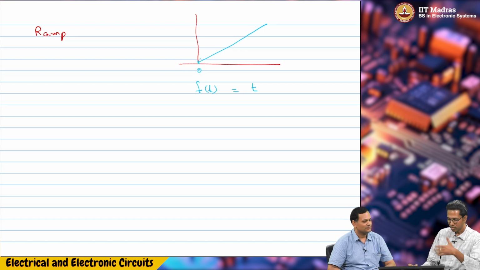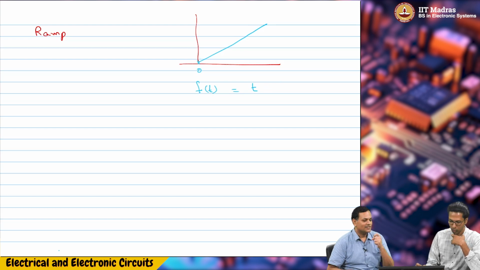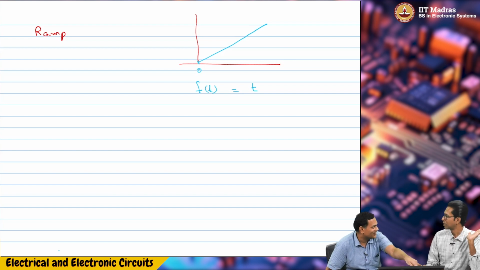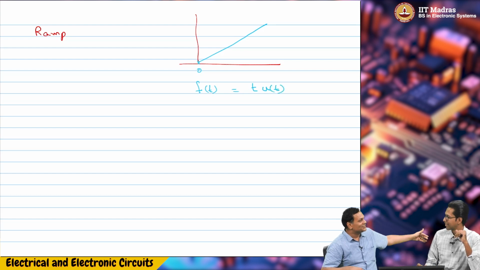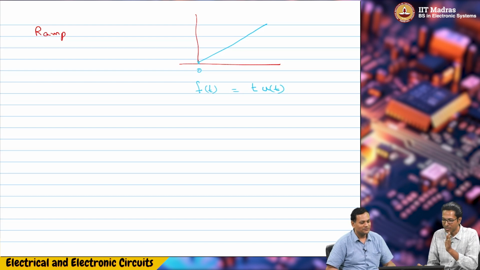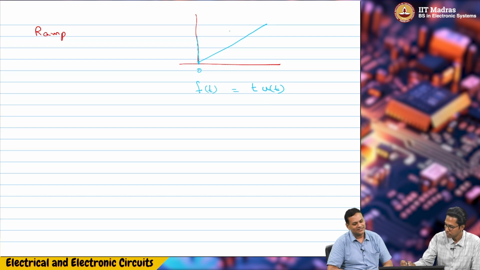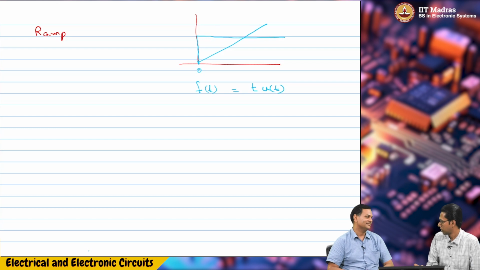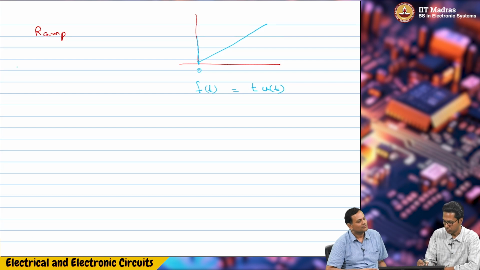Can we somehow capture that using our u of t also? Suppose I multiply with it. Below 0 it is 0, so it should be t times u of t. Otherwise it would extend into the third quadrant, and we don't want that. So far we wanted to restrict to the positive time only. So t u of t: u of t is just a step with unit height, so it doesn't harm anything on the positive side, and on the negative side it just makes it 0. Okay, so this is the f of t.